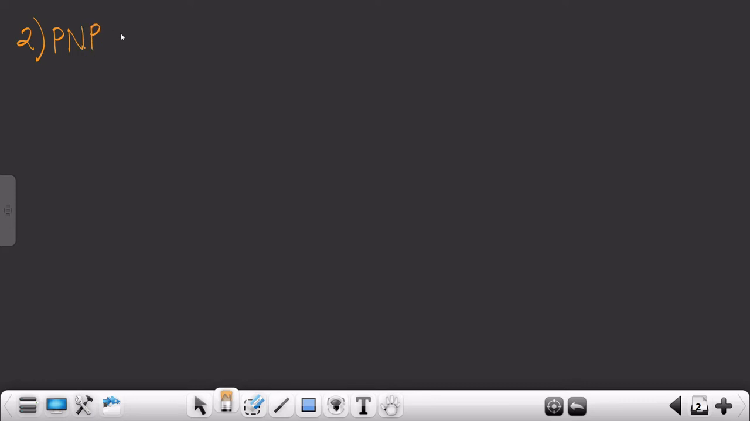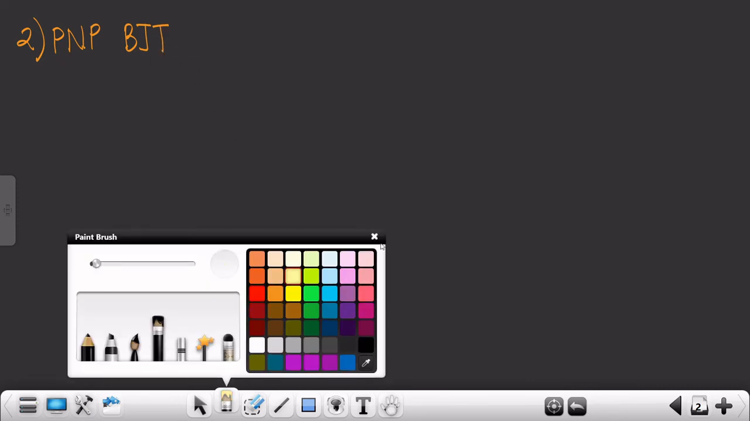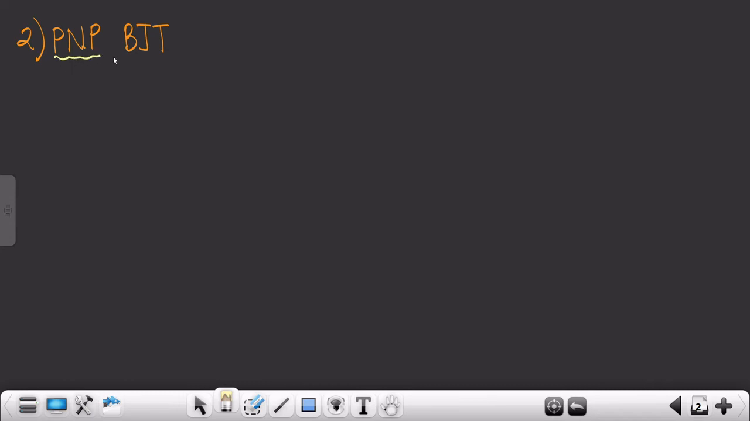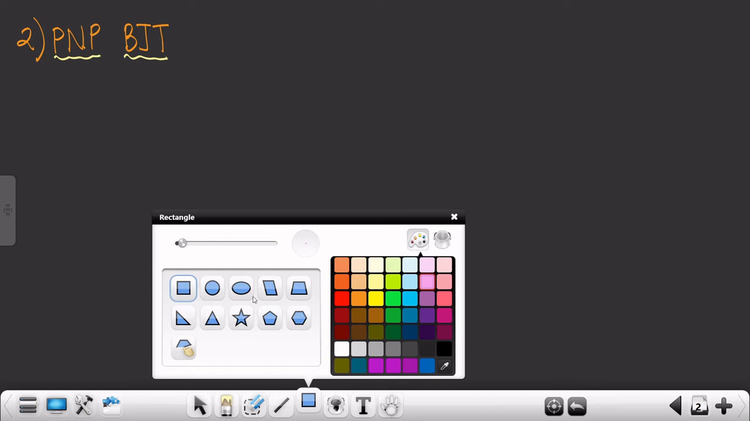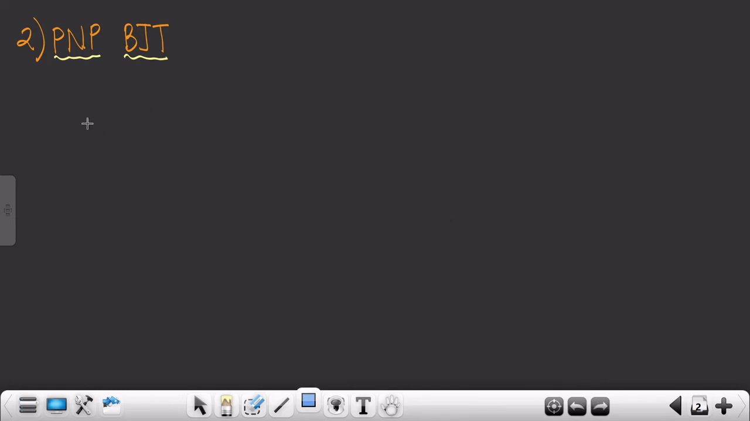PNP transistor, BJT transistor, or bipolar junction transistor. By now I hope that you might have guessed how this particular transistor is going to look, and I hope that your guess is absolutely correct. Again, what I will do right now, I will take a blue color. Yeah, something like this, right?